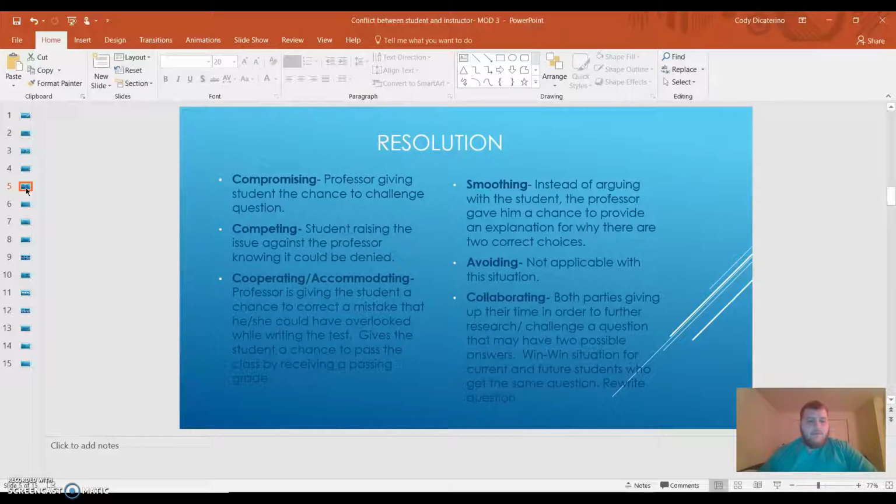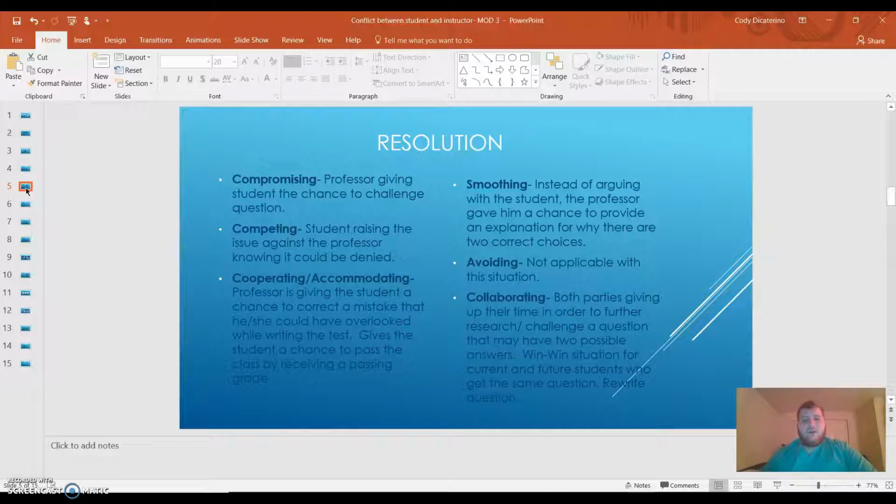Cooperating and accommodating. My example for this was the professor giving the student a chance to correct a mistake that he or she could have overlooked while writing the test. Again, this is something that happens all the time and it's generally just a mistake. It gives the student a chance to pass the class by receiving a passing grade. So in this instance, Zach needs this one question in order to receive the grade that he needs in order to pass his semester.